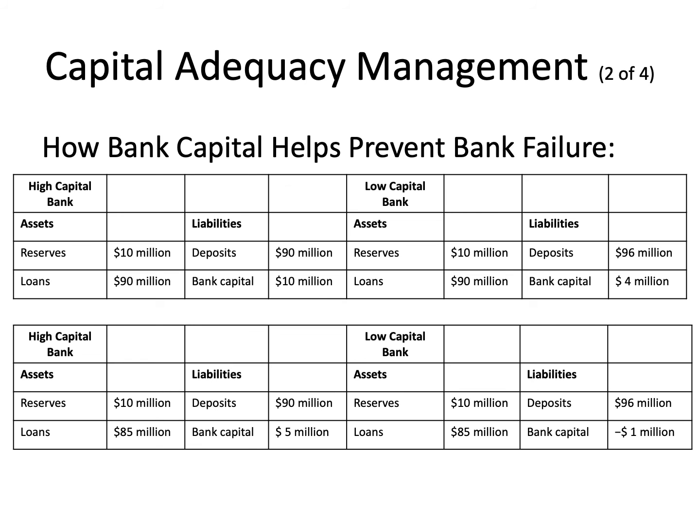Let's see what can actually happen. Let's look at the high capital bank and the low capital bank. It is possible in the low capital bank that the actual bank capital can go to minus a million. In other words, the bank would default.